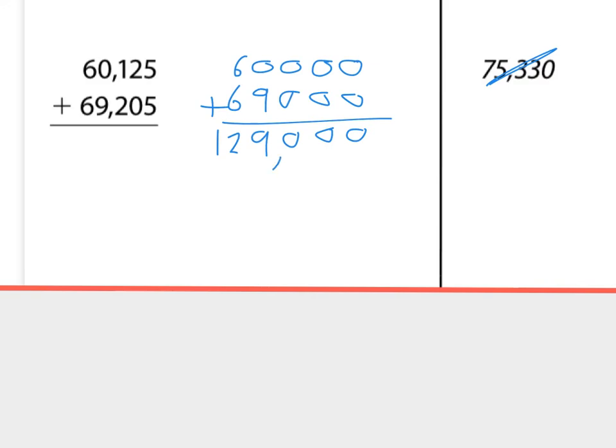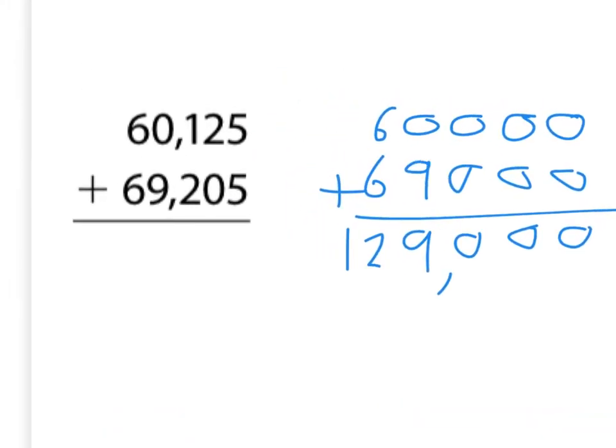We have 129,000. All right, so let's add them up, see what we get on our problem right here. 5 plus 5 in my units place is 10. Carry the 1 to your tens place, put a 0 in your units place. We have a 3 in our tens place, a 3 in our hundreds place, a 9 in our thousands place, and a 12 in our 10,000s place.